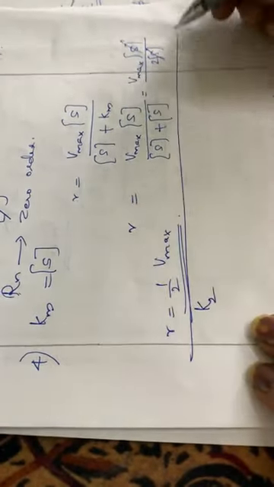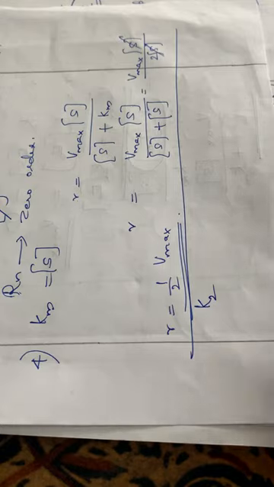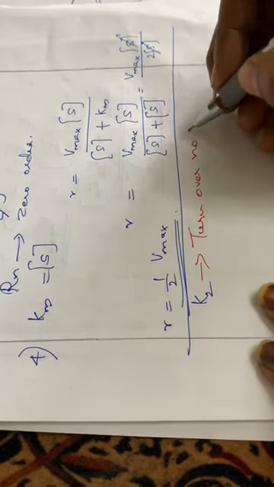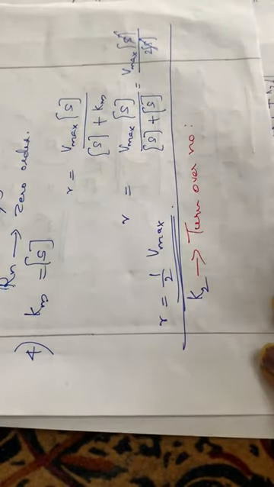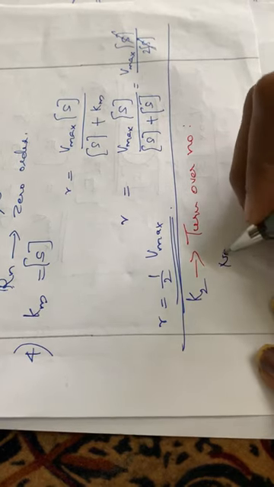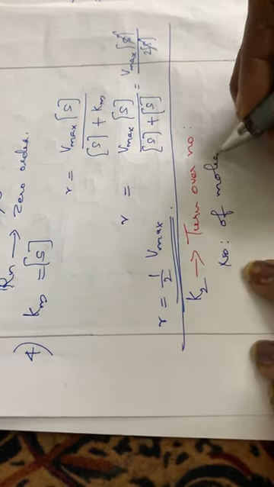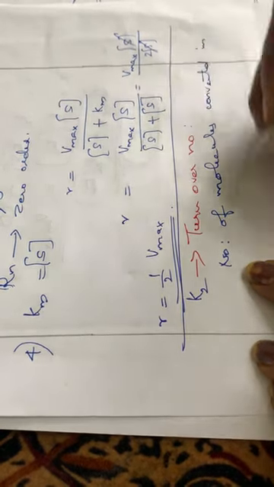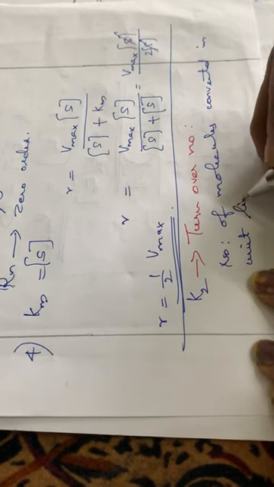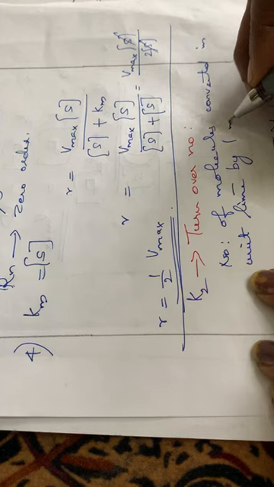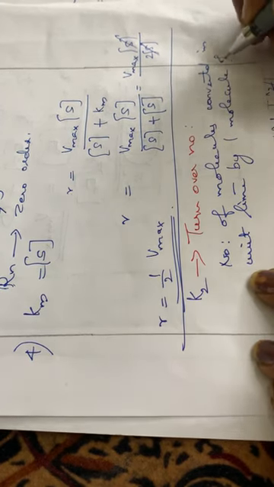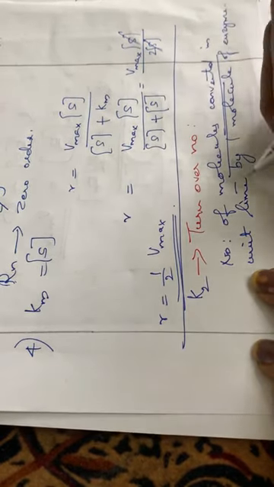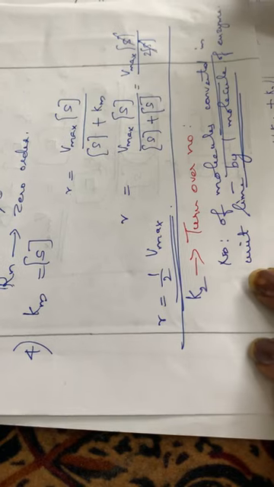So in this reaction, this K2 is called the turnover number of the reaction. So this turnover number means it is the number of molecules converted in unit time by one molecule of enzyme. That is what is called the turnover number. It is the number of molecules converted in unit time by 1 molecule of the enzyme.